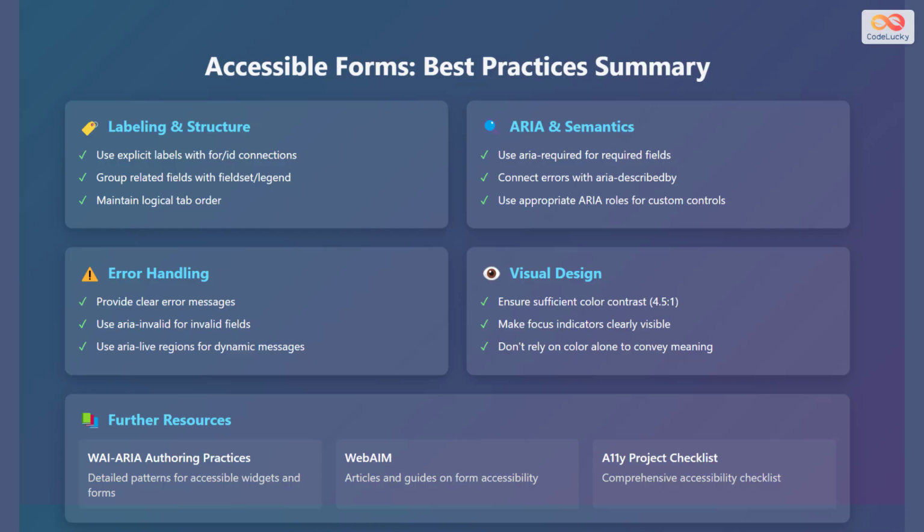Check out the WAI-ARIA Authoring Practices for detailed patterns for accessible widgets and forms. Also look at WAI-ARIA for articles and guides on form accessibility. Finally, refer to the A11Y Project checklist for a comprehensive accessibility checklist.